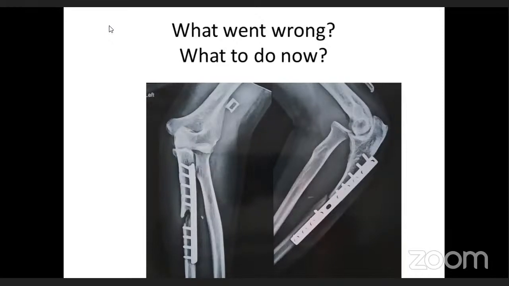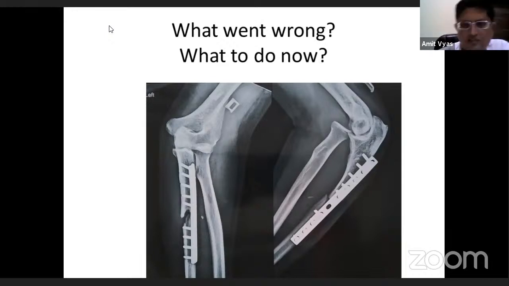But again, the results are often compromised if you have to resort to these reconstructive procedures. Your best bet would be to try and restore the anatomy of the ulna, the length of the ulna. The angle has to be corrected, and that is the only way by which you can deal with this problem.